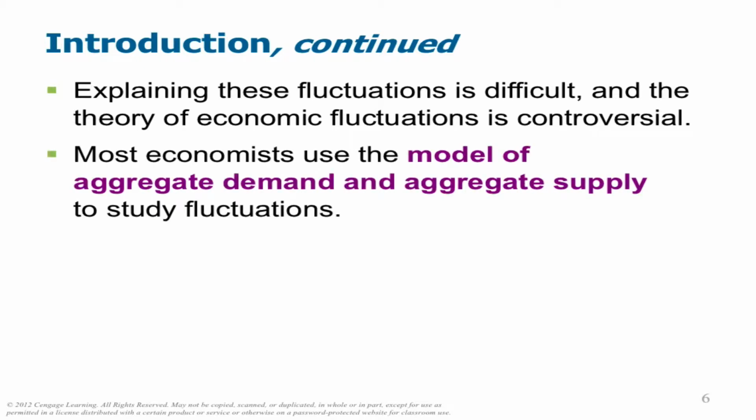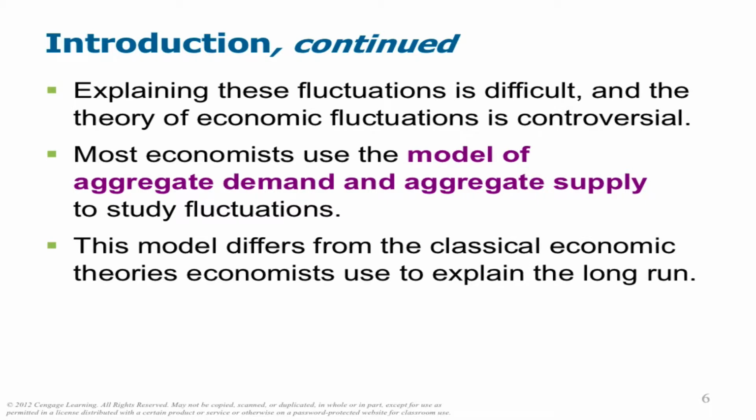Okay. Most economists are going to use the ASAD model to study how this stuff moves and why it moves the way it moves. We are then leaving classical economics behind when we start looking at ASAD. So we use classical economics to explain long run, but in the short run, we have to live in the ASAD model to make some sense of this stuff. So Keynes and Smith are not our friends when we're looking at this in the short run.